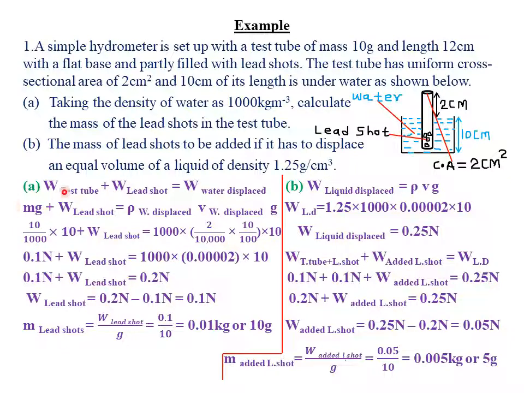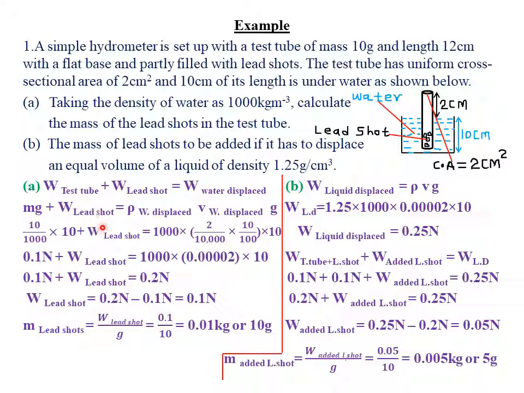Therefore, the weight of the test tube, which is mg, where the mass of the test tube was 10 grams. If I convert the 10 grams into SI unit, which is the kilogram, we know that 1,000 grams is equal to 1 kilogram. So for 10 grams, I'll have 10 grams over 1,000 grams times 1 kilogram. That is to convert it into kilogram. Then gravity is always 10 Newton per kilogram. So this is the weight of the test tube alone. Then plus the weight of the lead shots.